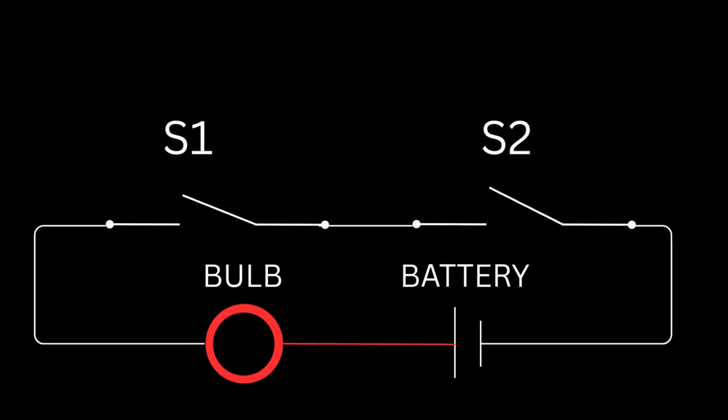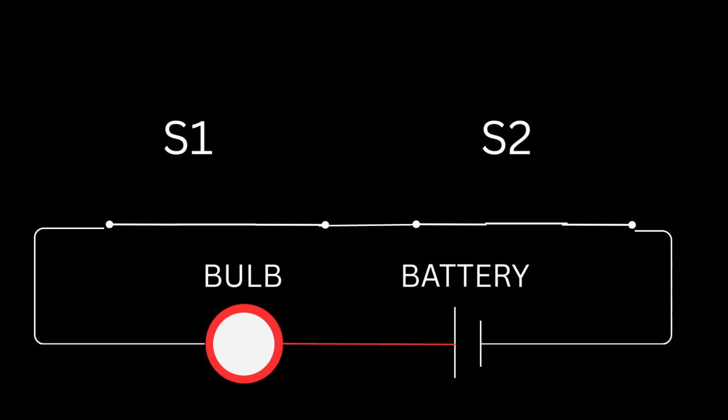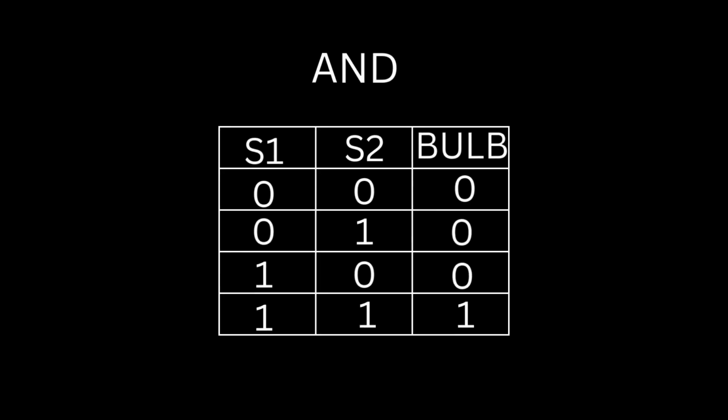Let's start with the simplest gates using just switches. AND gate. Imagine two switches connected in series. The light bulb at the end will only turn on if both switches are closed. That's the AND operation. The output is high only when input A and input B are high.